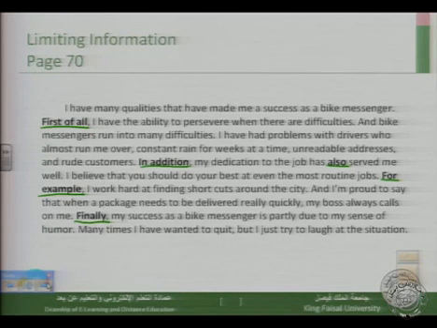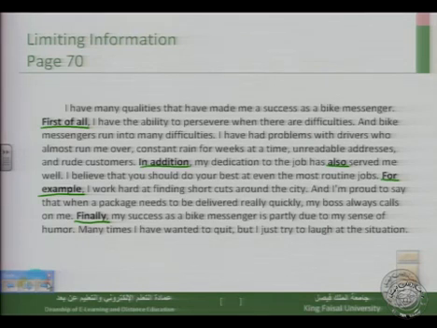In addition, my dedication to the job has also served me well. I believe that you should do your best at even the most routine jobs. For example, I work hard at finding shortcuts around the city, and I'm proud to say that when a package needs to be delivered really quickly, my boss always calls on me. Finally, my success as a bike messenger is partly due to my sense of humor. Many times I have wanted to quit, but I just try to laugh at the situation.